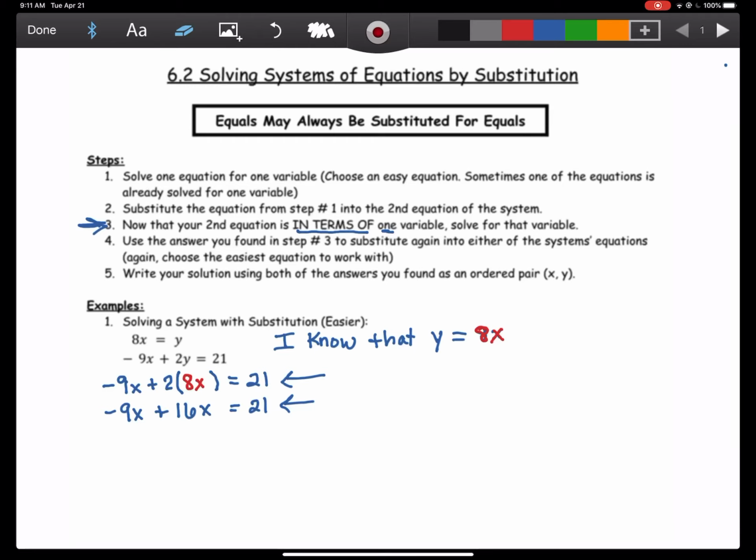Okay, let's keep going. So, step 4 says use the answer. All right, we're not quite there yet. So, negative 9x plus 16x. So, we're down here and we're combining like terms. So, 16 minus 9. We get 7x equals 21. And then we're going to divide.